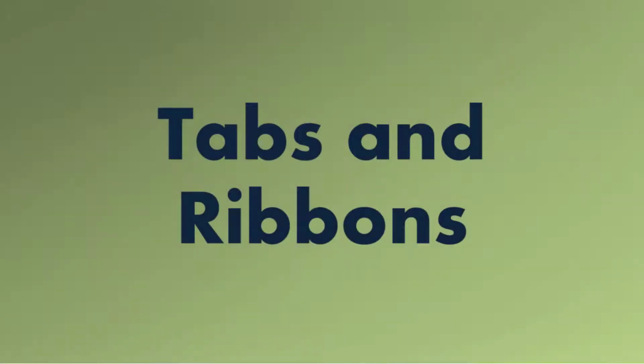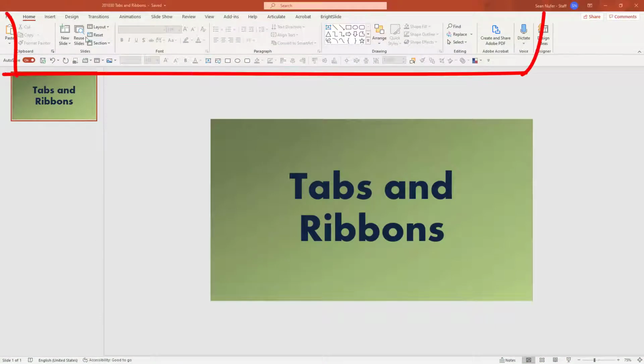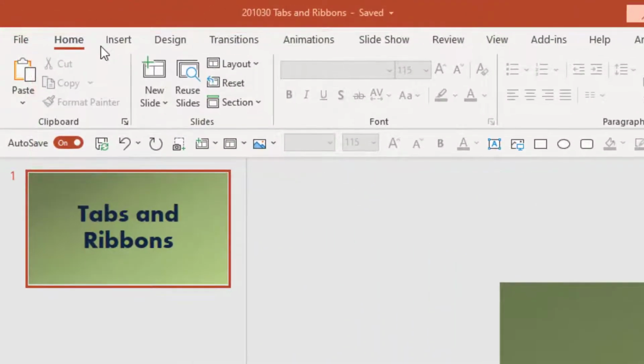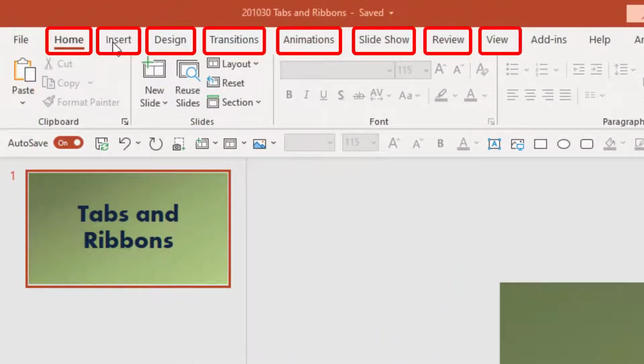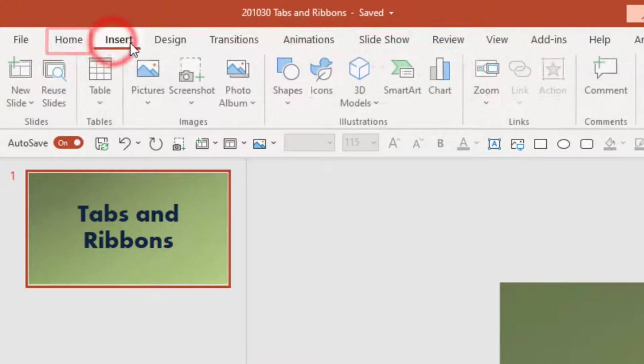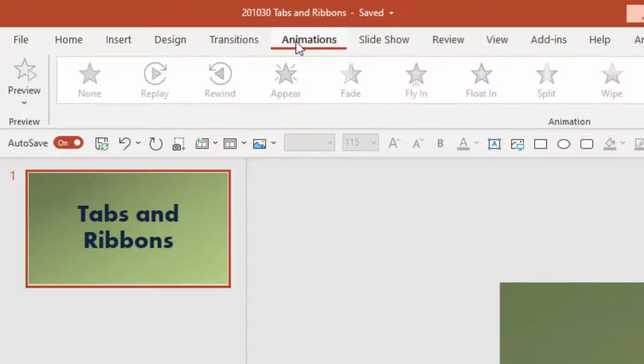Once you're in PowerPoint, you're going to be working with what are called tabs and ribbons. The ribbon is this portion at the top of the screen that has all of the commands that you'll need in order to create your slides. The tabs are part of the ribbon. Some of the tabs are fixed, such as Home, Insert, Design, Animations.